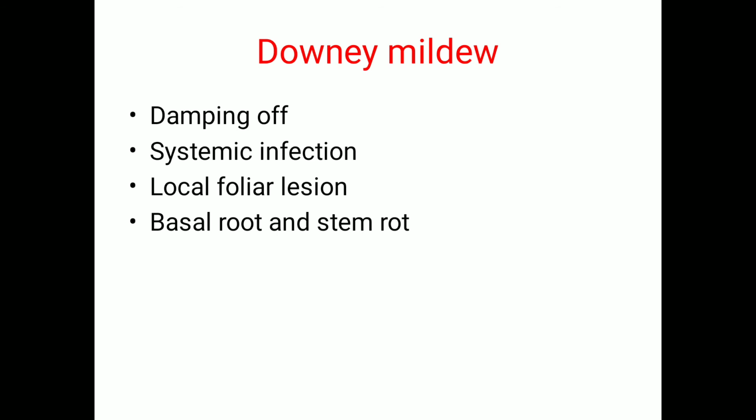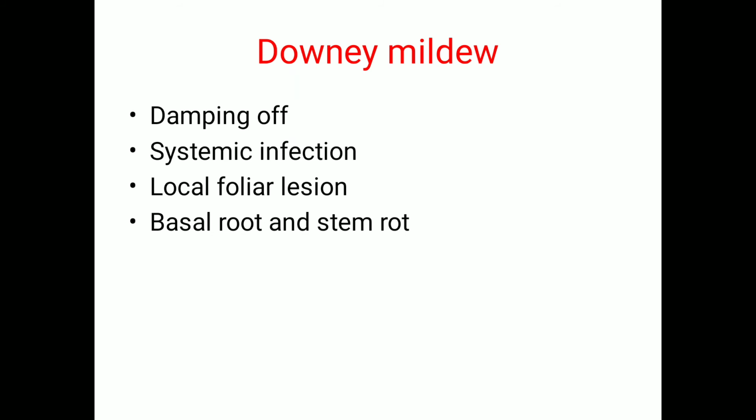So let us see, first one is damping off. Damping off means what? Due to the attack of the downy mildew fungus, damping off means the sudden collapse of seedlings near the ground level before the emergence, or after the emergence there is a sudden collapse of seedlings. So due to the infection of the downy mildew fungus, the seedling may be killed before or after the emergence.